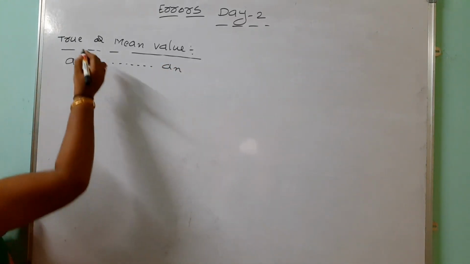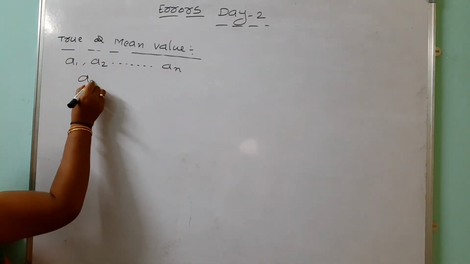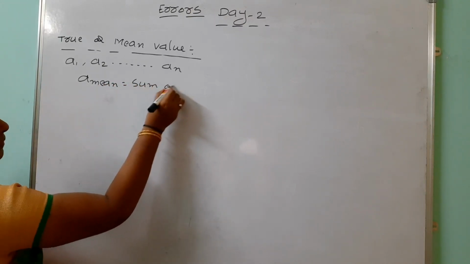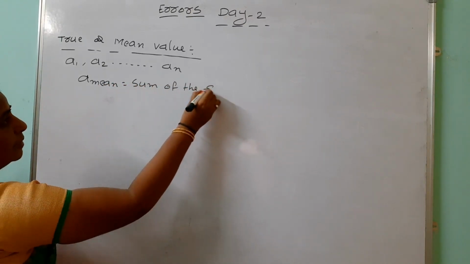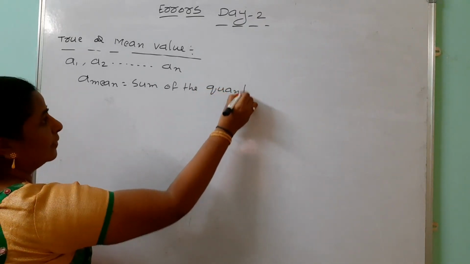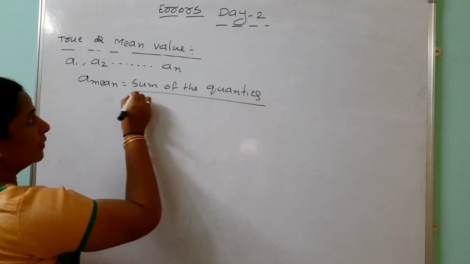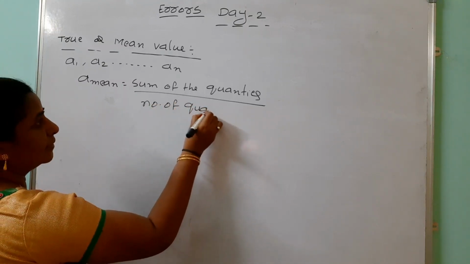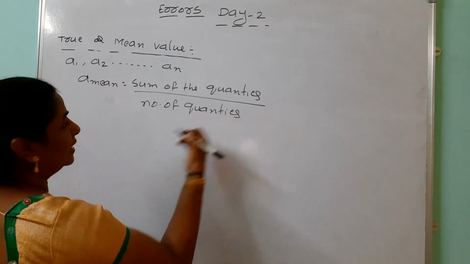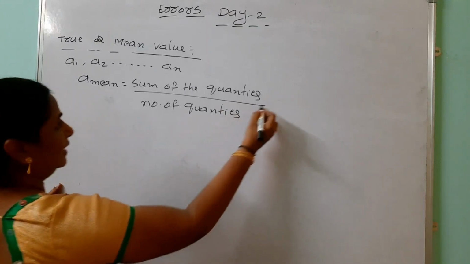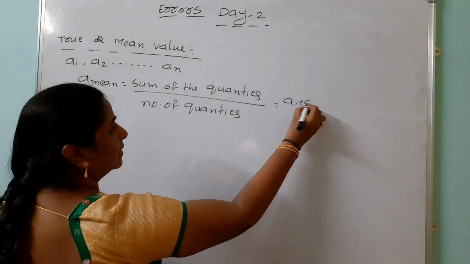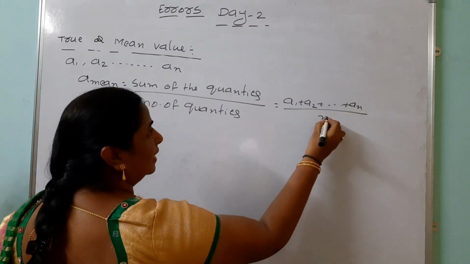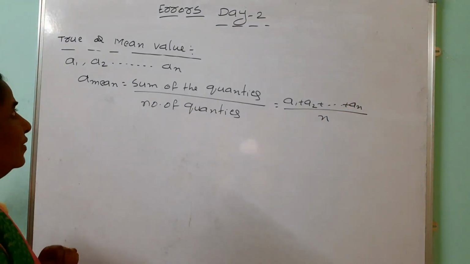How do we find the true or mean value? A mean equals the sum of the quantities divided by the number of quantities. Very, very important: sum of the quantities by number of quantities. We can write it as A1 plus A2 plus and so on up to AN, divided by N. That is how we find A mean.